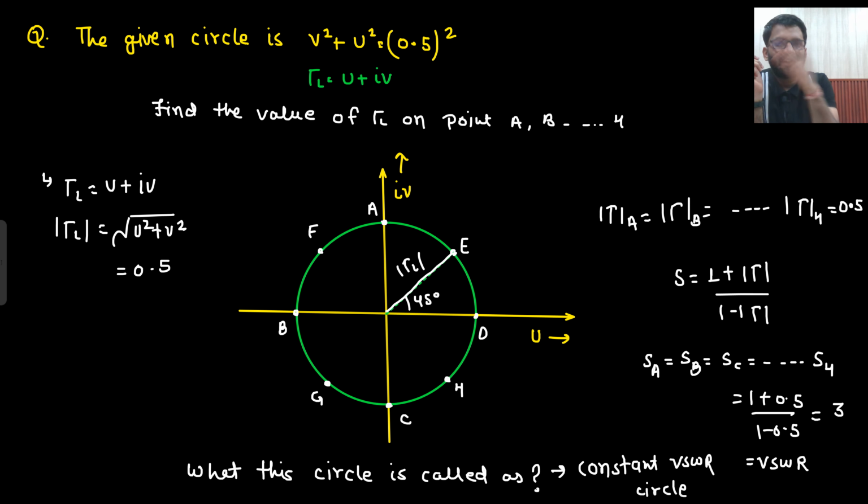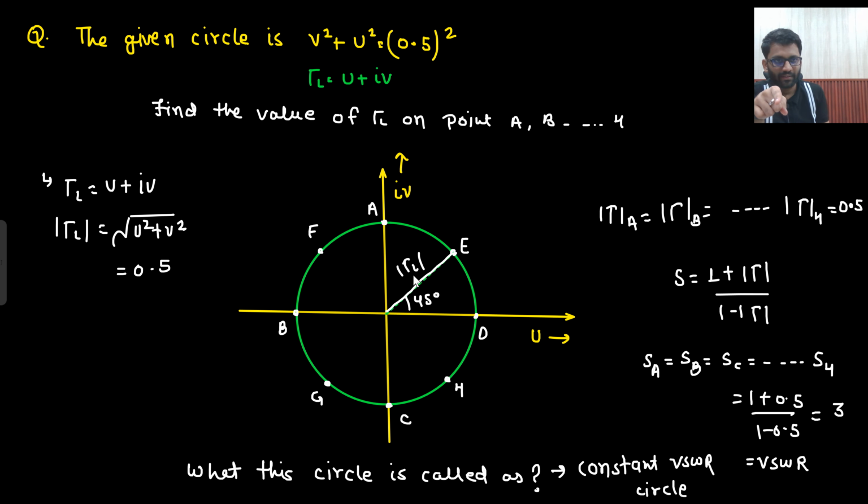Now on the circle, if I take any point, all those points will follow the equation u square plus v square is equal to 0.5 square. That means at all the points, mode of gamma L will be equal to 0.5 only. Now if mode of gamma L is 0.5, then my VSWR, which is 1 plus mod gamma L divided by 1 minus mod gamma L, will be constant. So this circle is known as the constant VSWR circle.